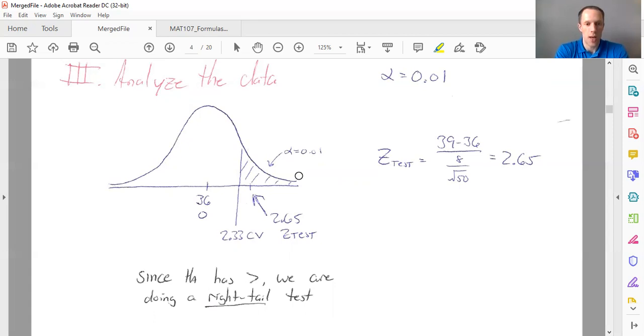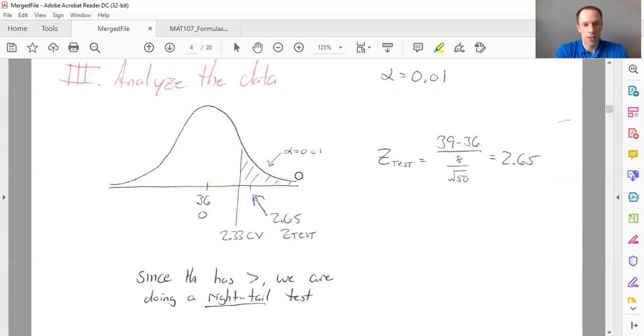Here's what I'm going to do. I'm going to assume that the null hypothesis is true. Remember, the null hypothesis in this case said that the average is equal to 36. If I assume that's true, then I'm going to put 36 in the center of this distribution. Now, it's actually this assumption about the null hypothesis being true that we're going to put to the test.